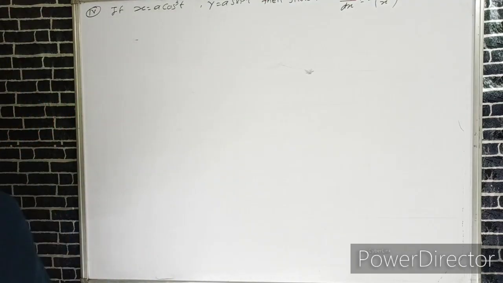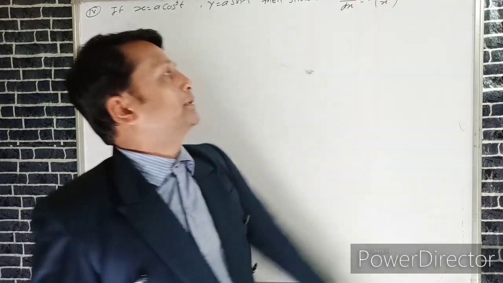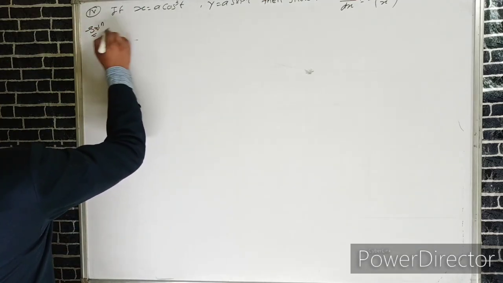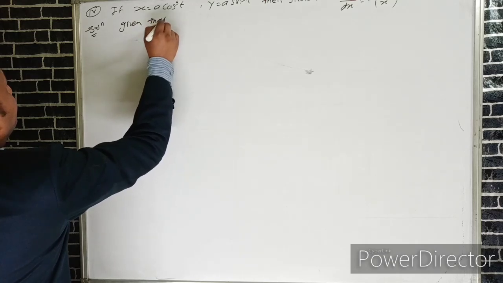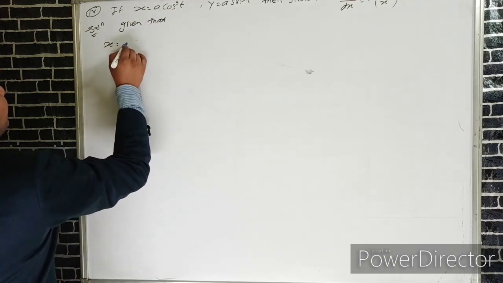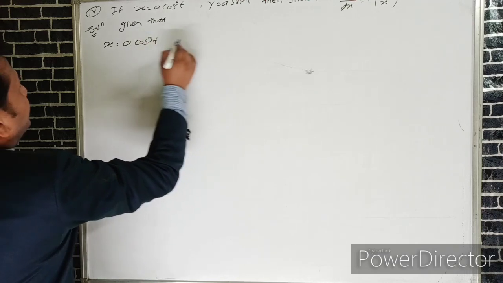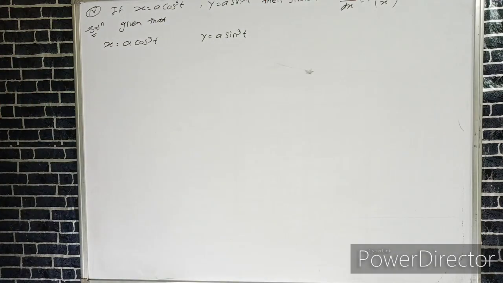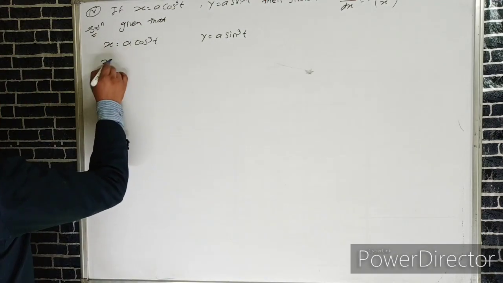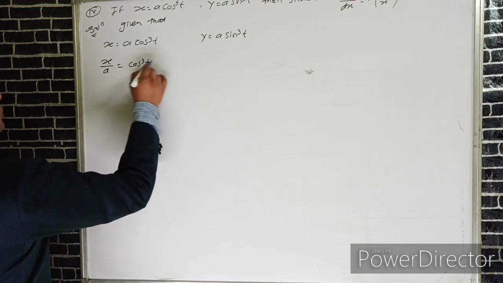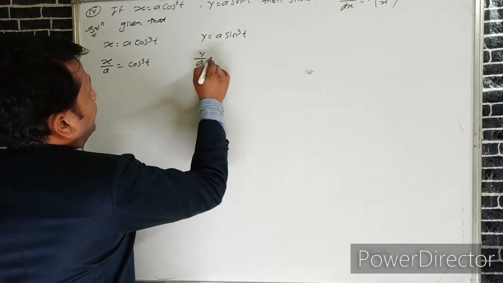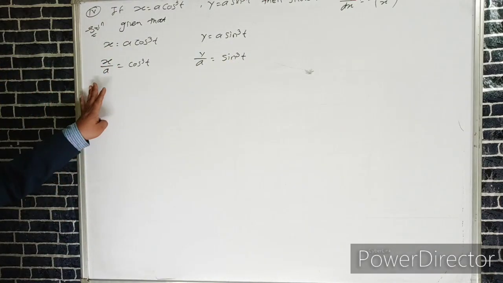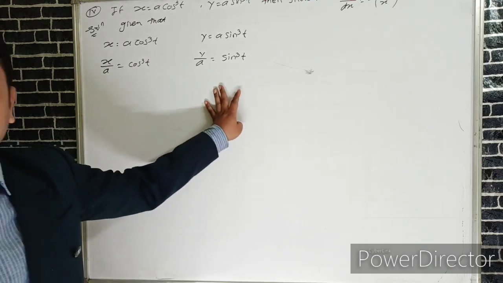Again next one. Here we have to prove that dy by dx is equal to minus in bracket y by x whole raised to the power 1 by 3. Here the given functions are x is equal to a cos cube t and y is equal to a sin cube t. If we take this a to the right side, we can write x by a is cos cube t and y by a is sin cube t.